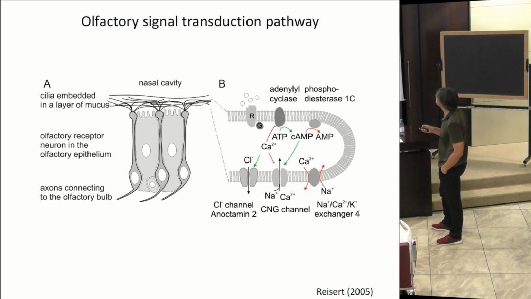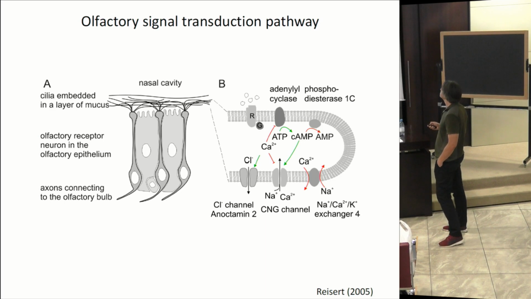This is the nasal cavity with the cilia embedded in the mucus. There's then the dendrite that goes to the cell body, and then it projects to the synapse. There are spiking neurons. And so what happens now when your odorant is inhaled, it binds to receptors on the surface of these cilia.